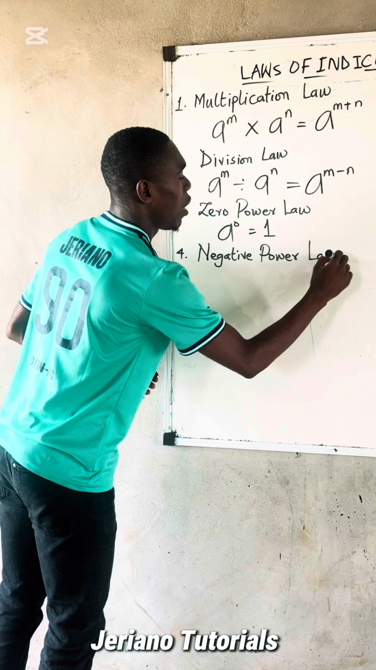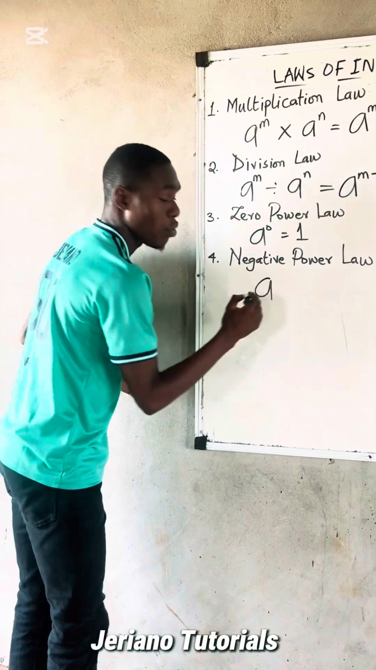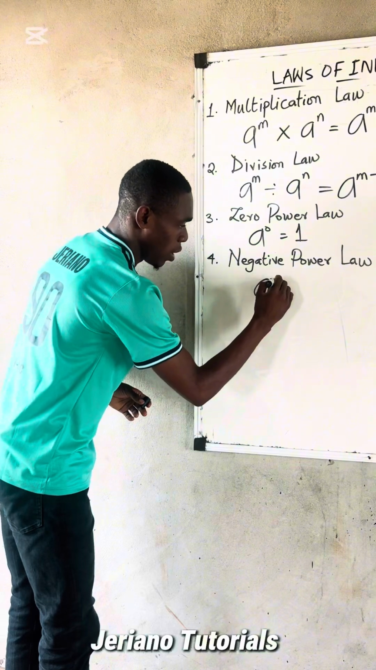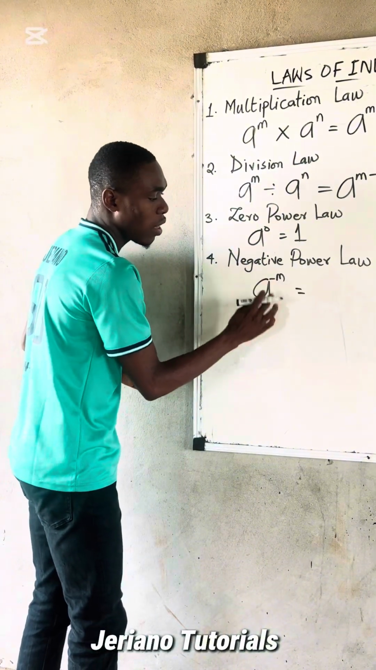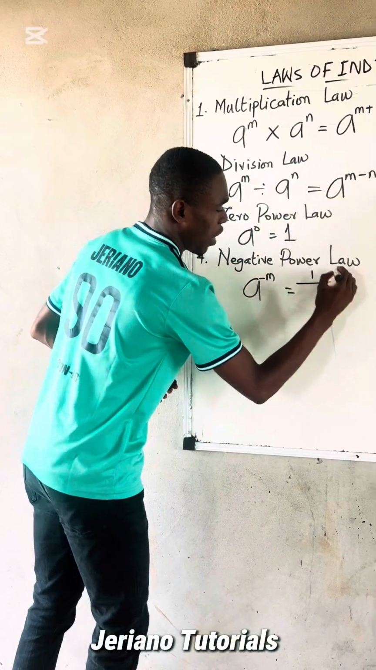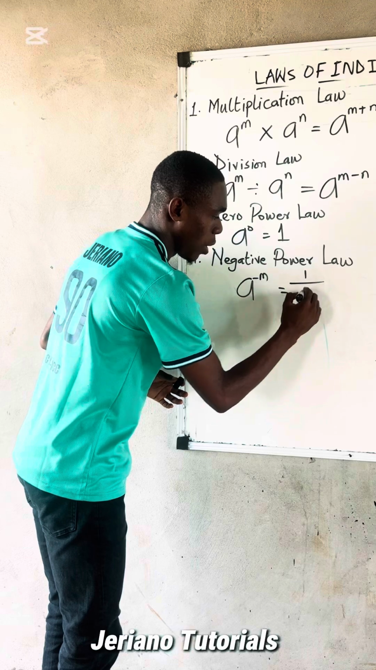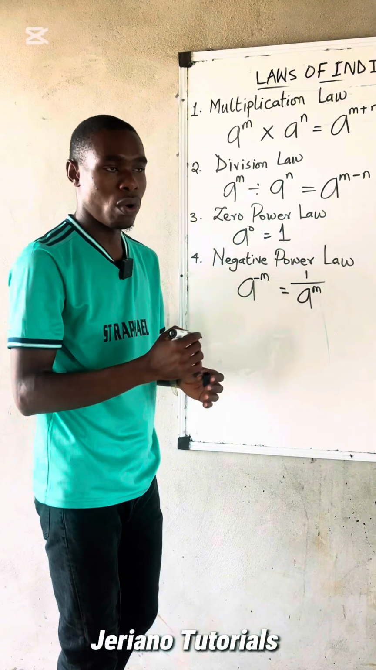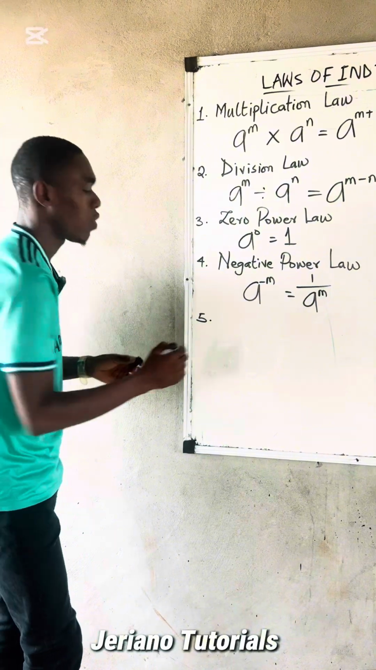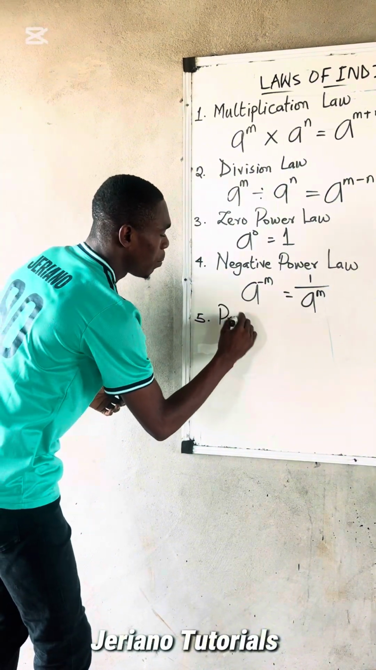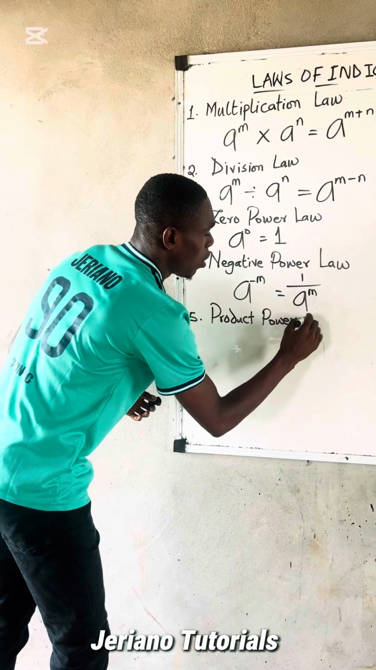The negative power law talks about a base raised to a negative number. What you do, the negative serves as the inverse, 1 over, and then you bring every other thing down, your base and also your power. The fifth law talks about the product power law.